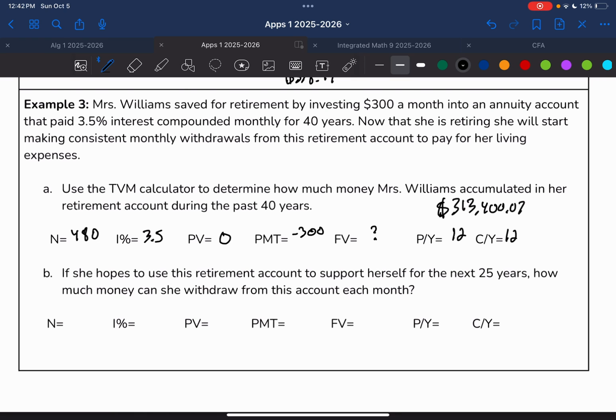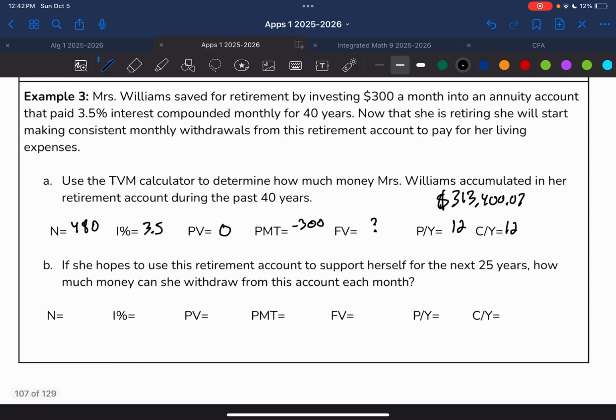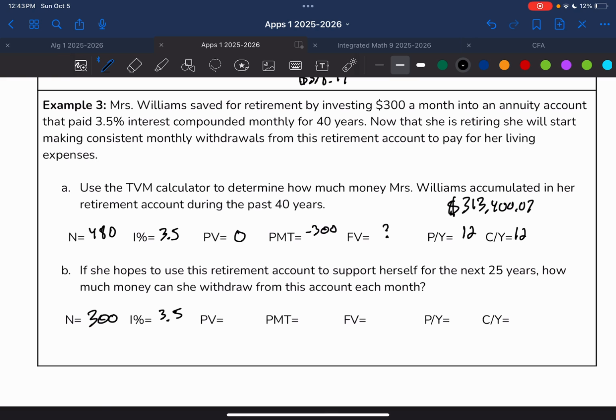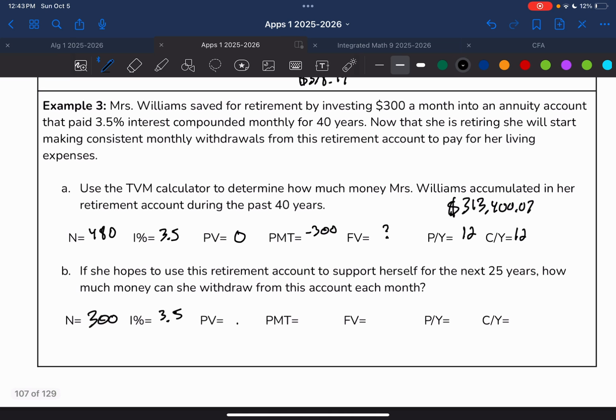how much money can she withdraw from this account each month? All right. So 25 years, 12 months a year, that's going to be 300 total months. I think I did that math right. Yep. The interest rate, she's still earning 3.5% interest. The present value, so at this point, the initial value, right, what we're starting with, well, that's what she had in her account after working for 40 years.